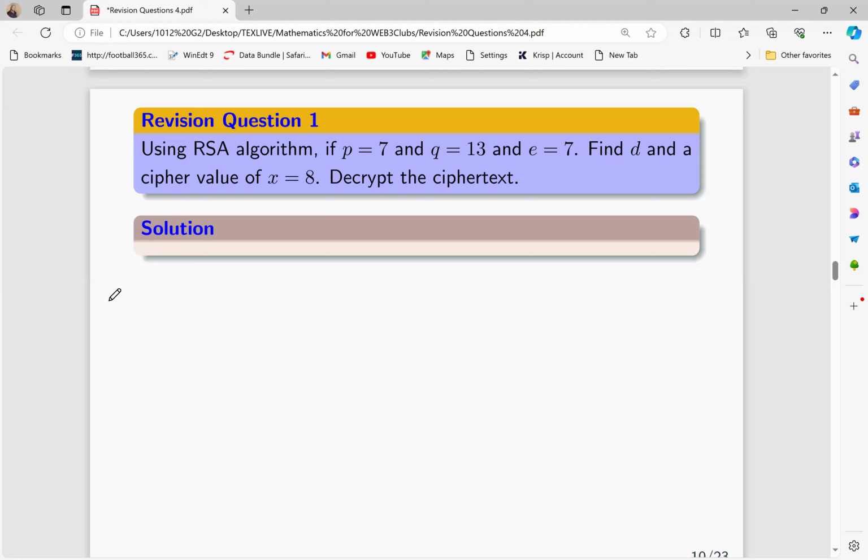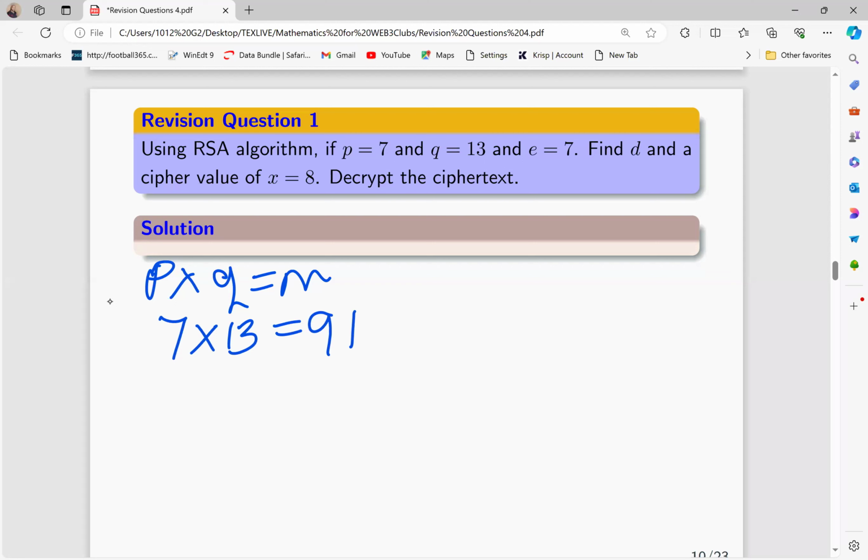So we have P and Q. Okay, we have everything we need. To begin with, step 1 is usually P times Q to get M. In this case, P is 7 and Q is 13, so 7 times 13 is 91.